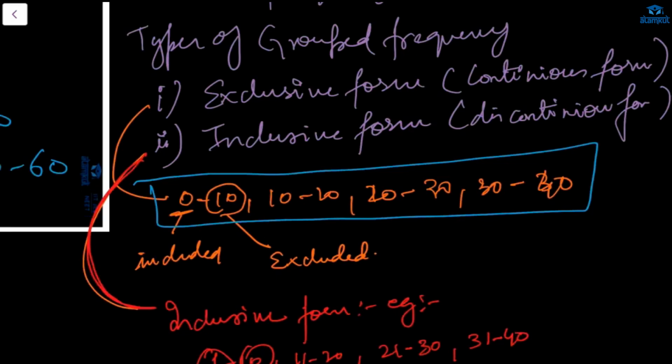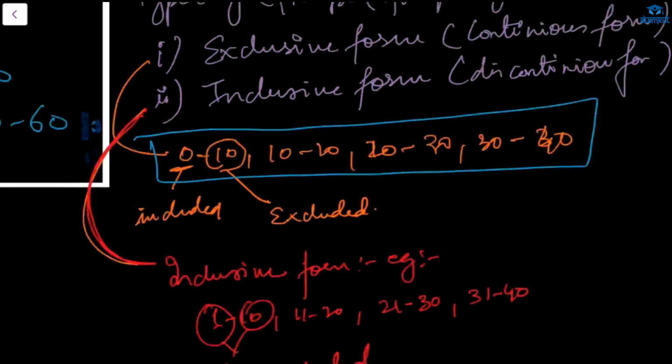In inclusive form, that is discontinuous form, the data will not be continuous. There will be a breakage. If we are taking 0 to 10, the next value will start after 10, not from 10 only. It will start from 11 or 12 or 14. Understood? That is your discontinuous form. It will not continue, there will be a break in that.